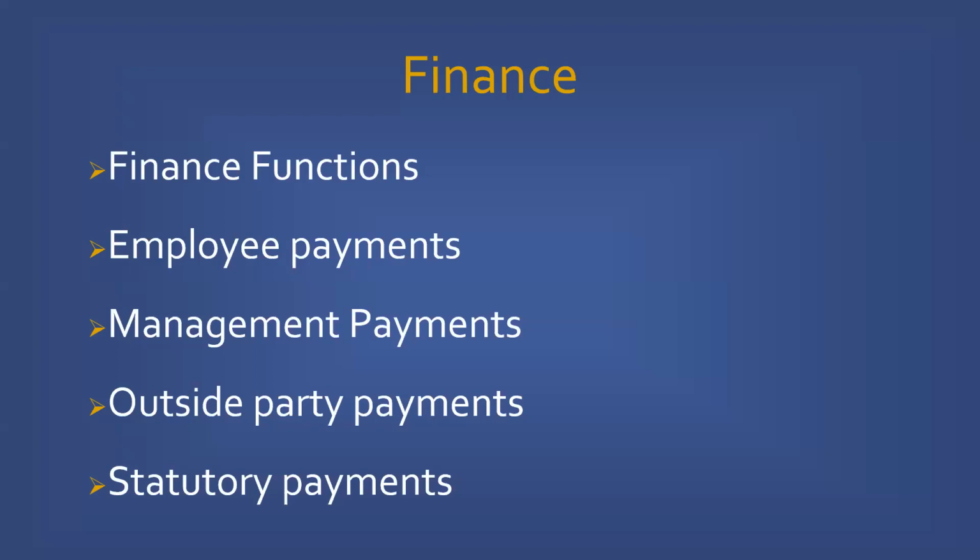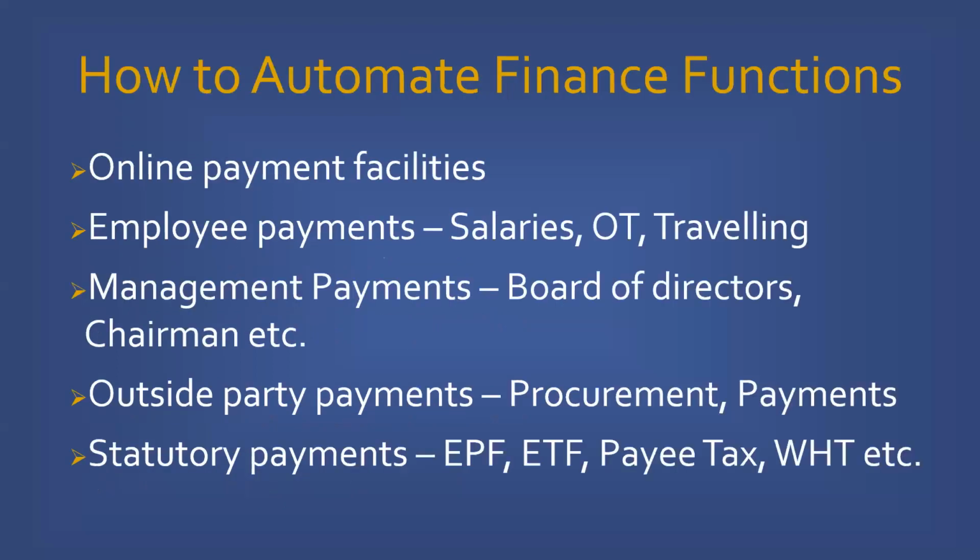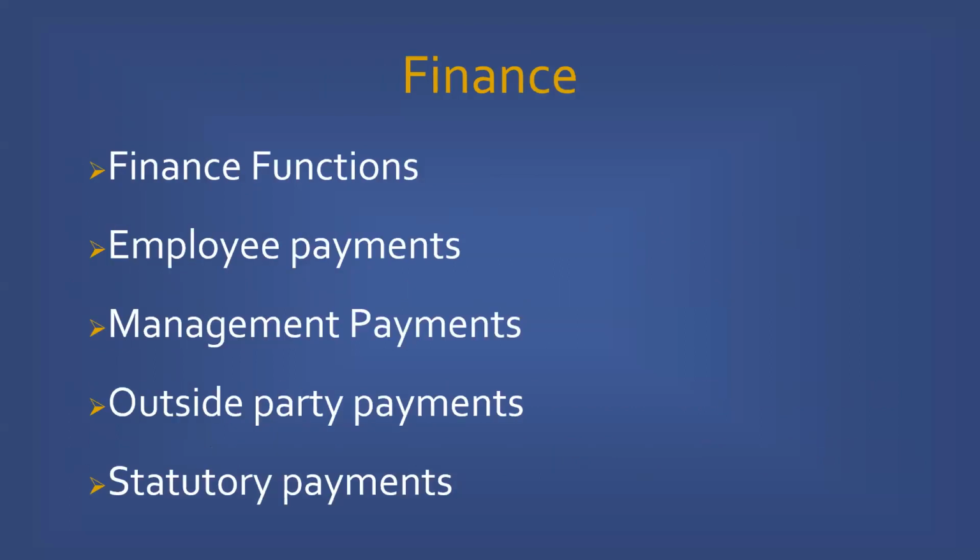The employee payments are there: employee wages and the OT, transport, those things. Then the management payments are there. Outside party payments are there. Statutory payments are there. So different types of payments are there. Management payment is the board of directors payments. Outside party payment means when you procure something, you have to pay for it. And the statutory payments are the EPF, ETF, those things.